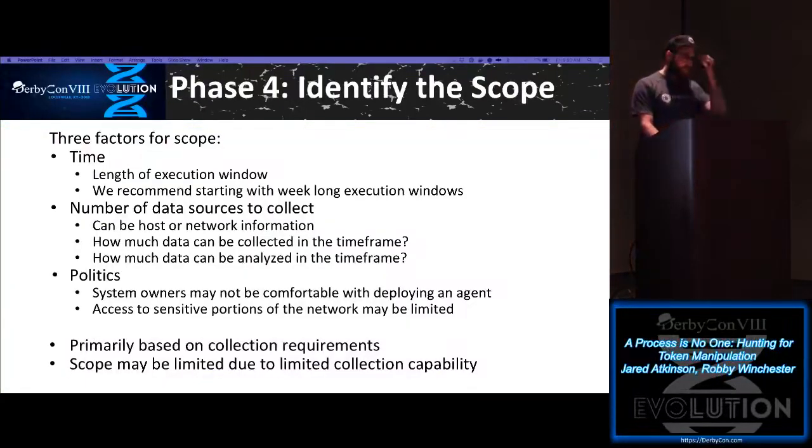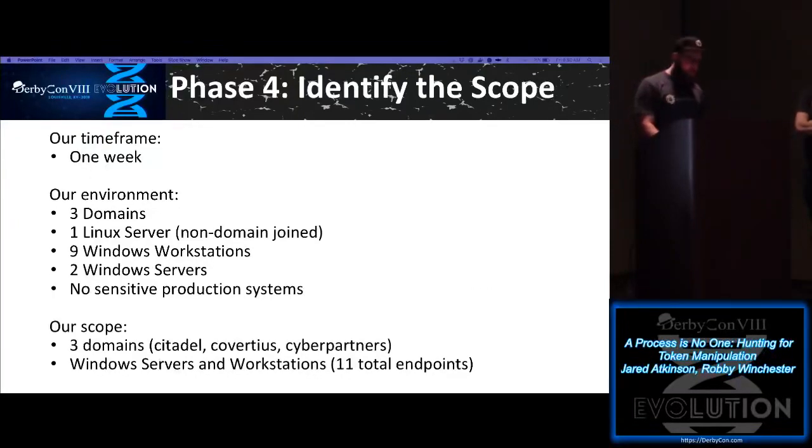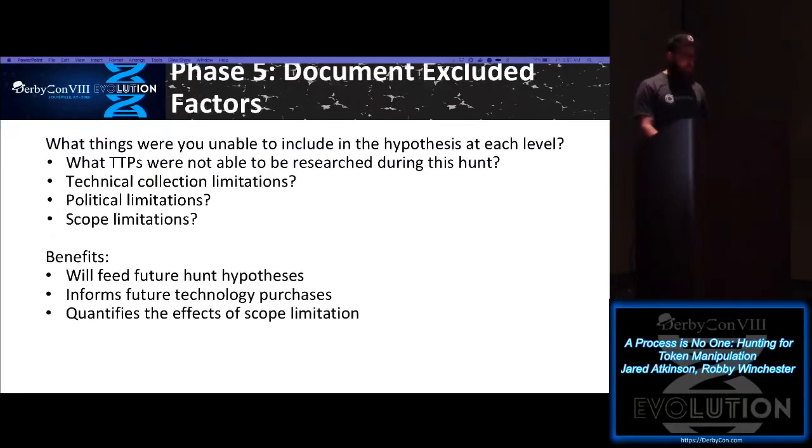All right, so we have identified what we're looking for and how we might gather data to help us derive that hypothesis, but then we want to identify the scope, right? So how do we want to run this across the entire network? Is that feasible? Where do we have collection? All that kind of stuff. And so that's what this identify scope phase is. And so we want to do this over 1 week. We have 3 domains with 1 Linux server, which doesn't have access tokens, 9 Windows workstations, 2 Windows servers, and no sensitive systems. So we're just going to hit basically all the Windows systems.